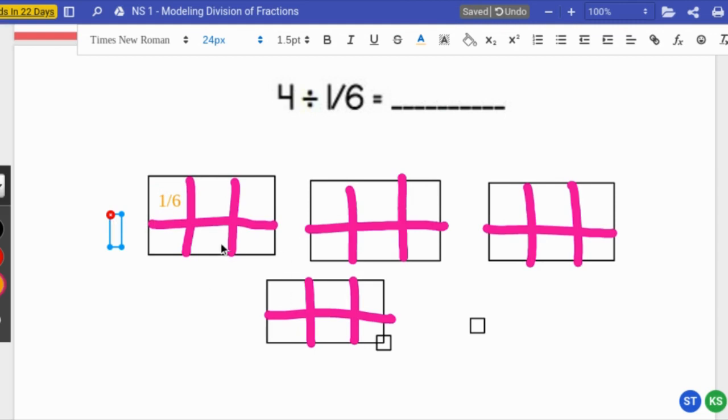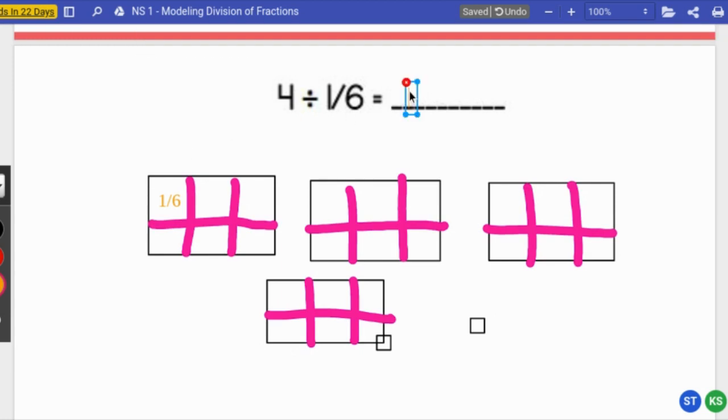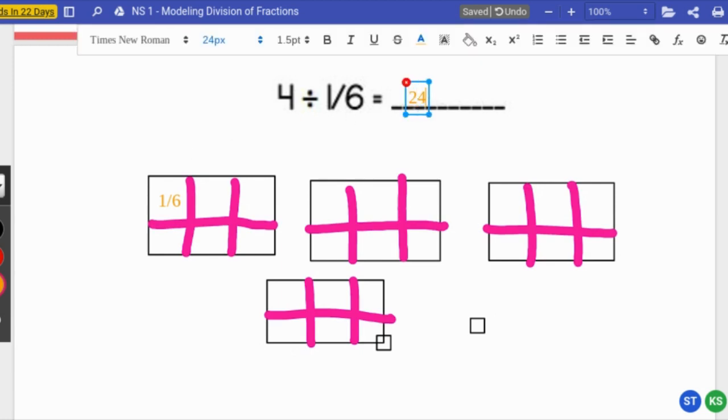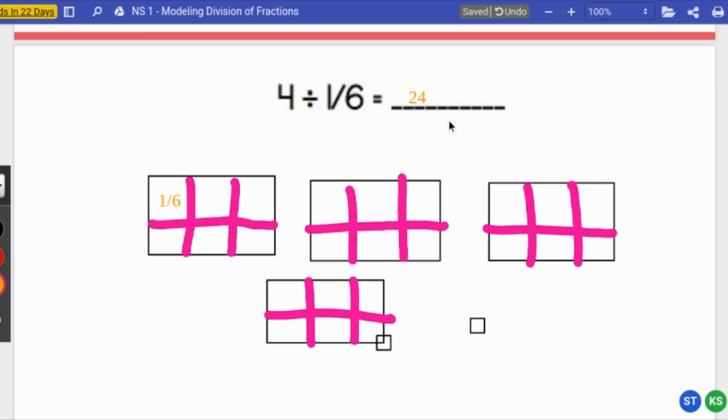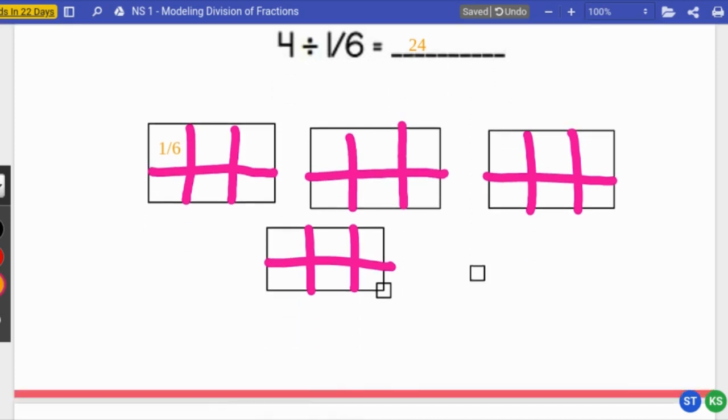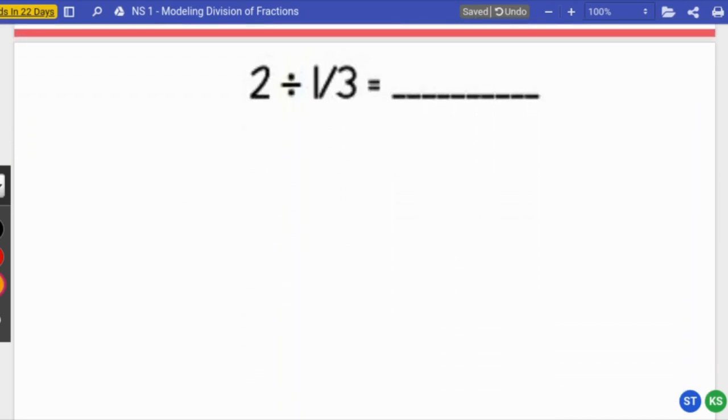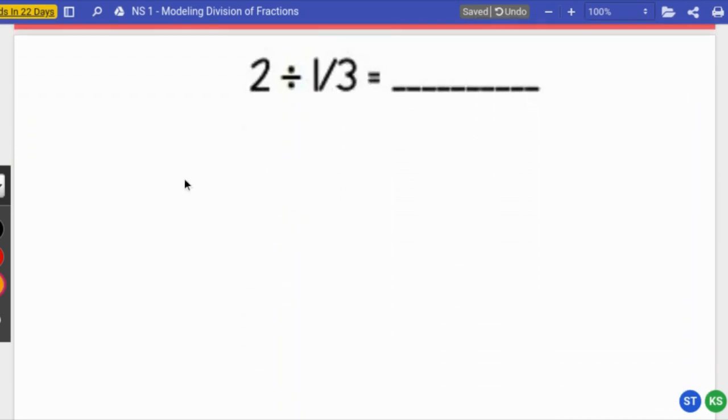So there are 1, 2, 3, 4, 5, 6, 12, 18, 24. There are 24 1/6s in my 4 wholes. So 4 divided by 1/6 is equal to 24. Pause and try this one on your own.